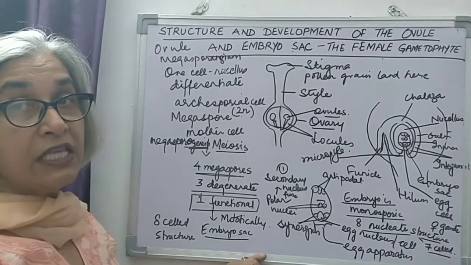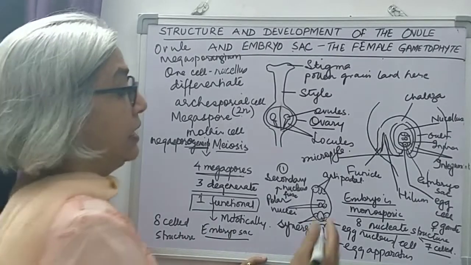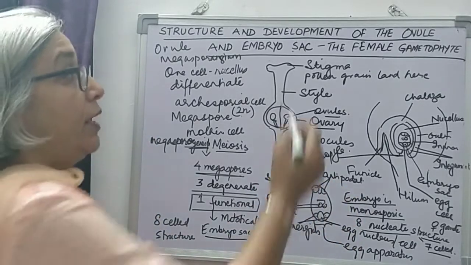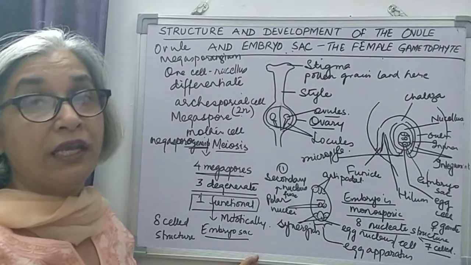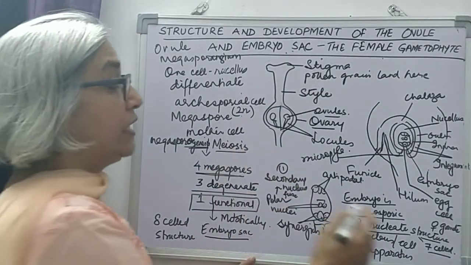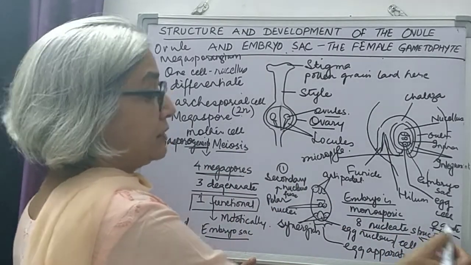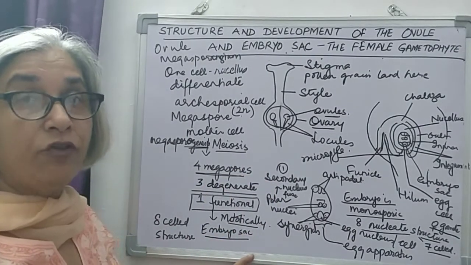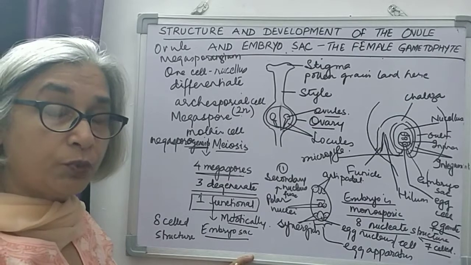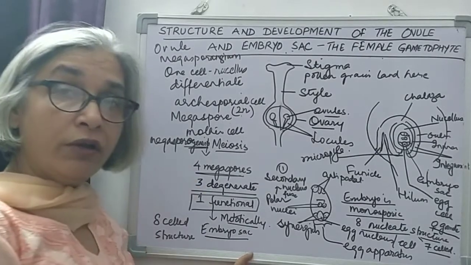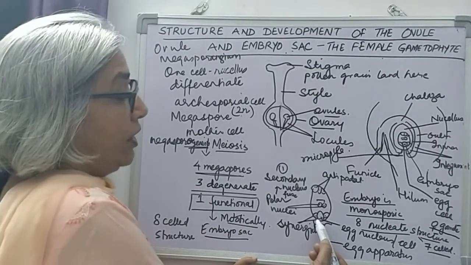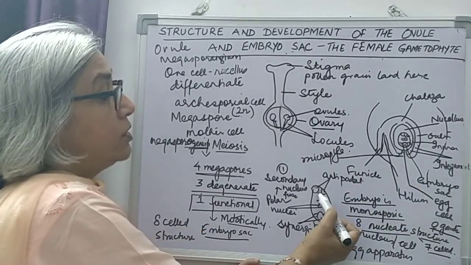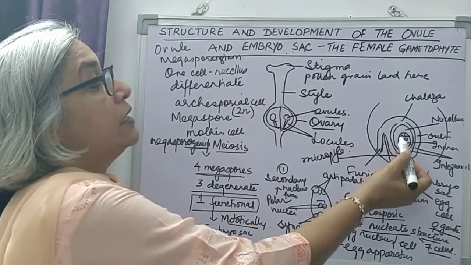The 8 cells organize themselves in a definite manner inside the embryo sac. The embryo sac is called the female gametophyte, which will contain the female gamete. So these 8 cells, which have been produced mitotically from the functional megaspore, will reorganize themselves in such a manner that 3 are towards the micropylar end and 3 are at the chalazal end.